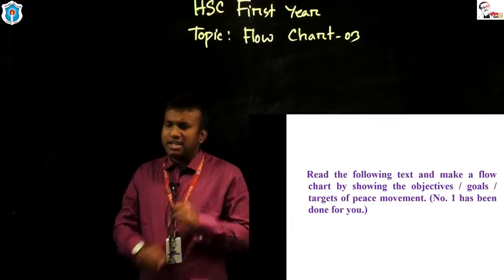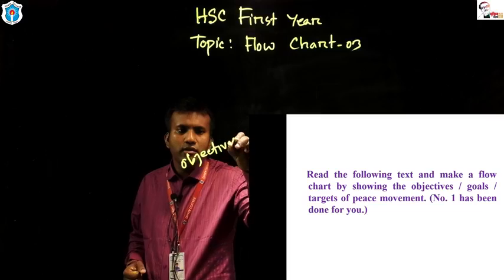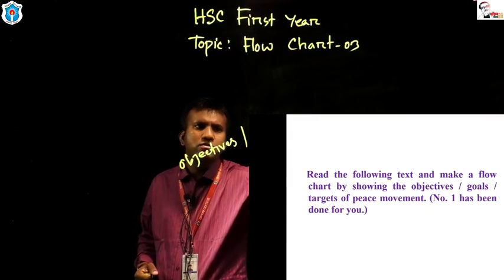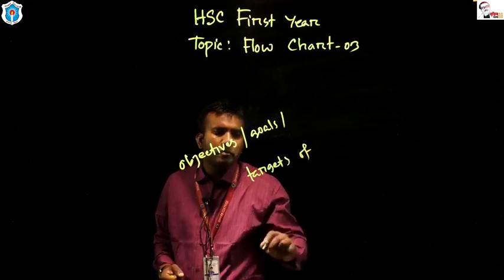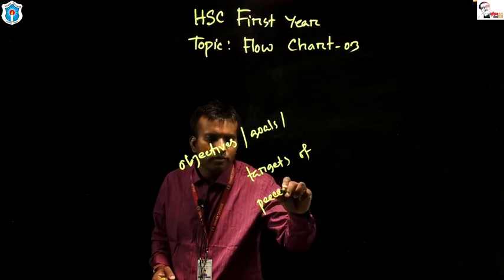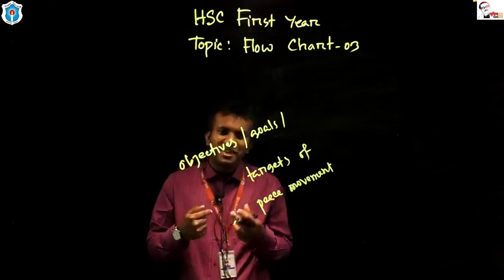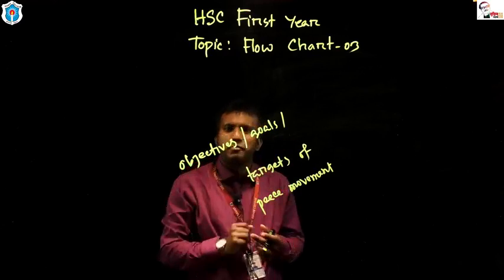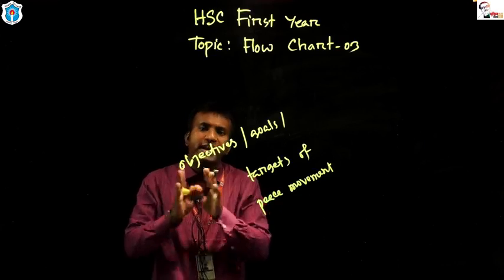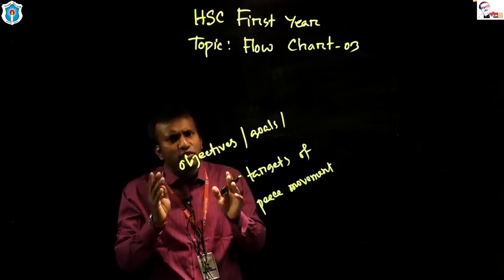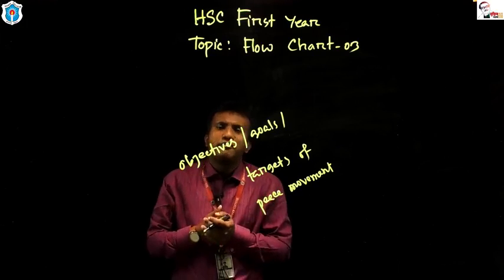So our target of flowchart is objectives or goals or targets of peace movement. Dear student, if you want to get objectives or goals or targets of peace movement from the passage, you have to learn the passage very effectively, very accordingly. If you can learn the passage, if you can understand the passage, it will be really easier for you to get the answer of our flowchart.